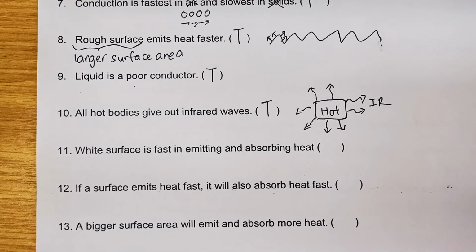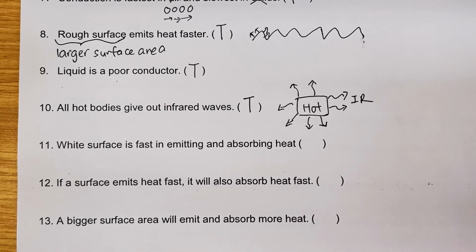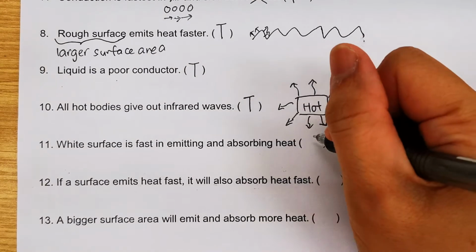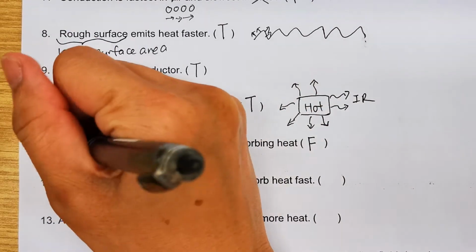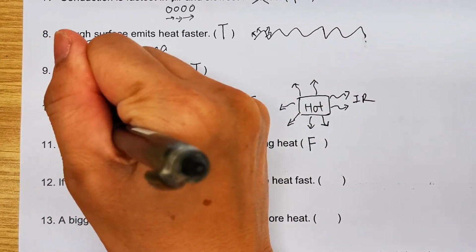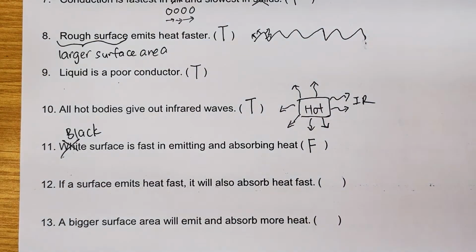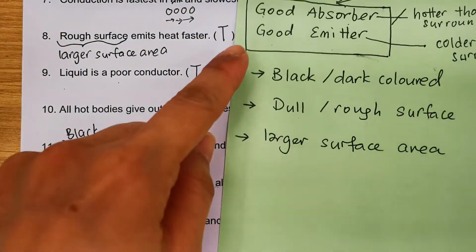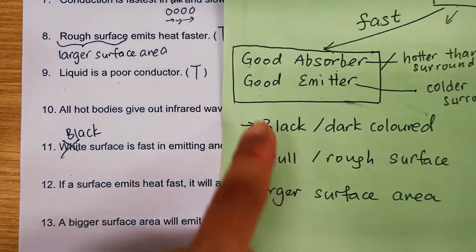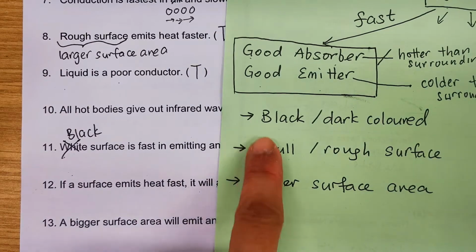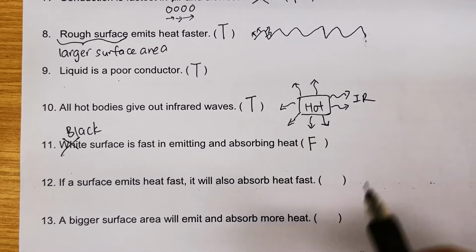Number 11. White surface is fast in emitting and absorbing. This is false. Remember, just now we said that if they are good in emitting and absorbing, they must be dark colored, dull, and with a large surface area.